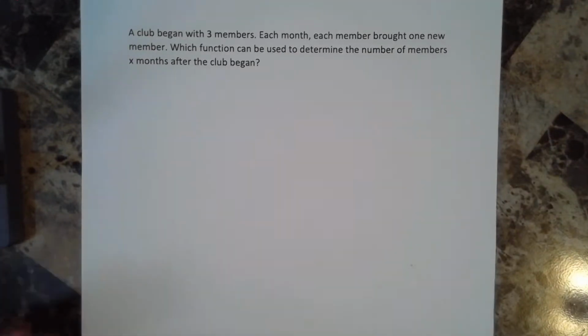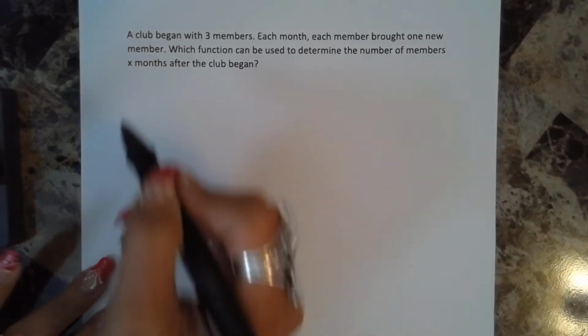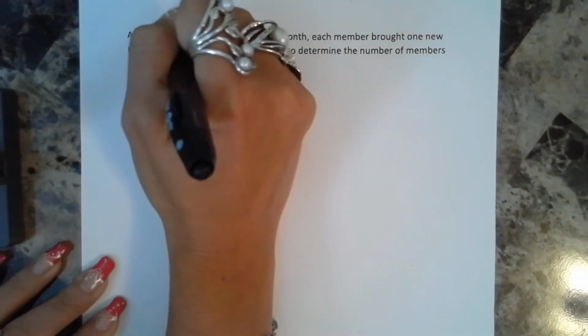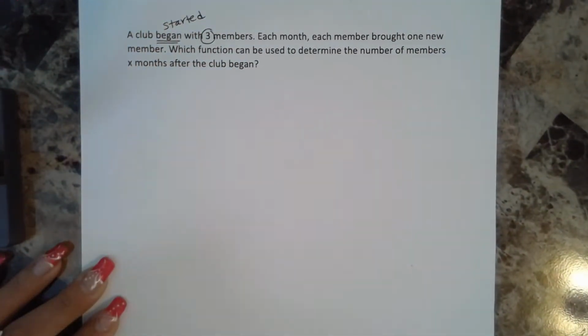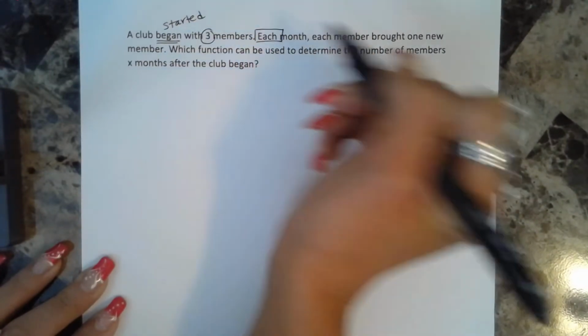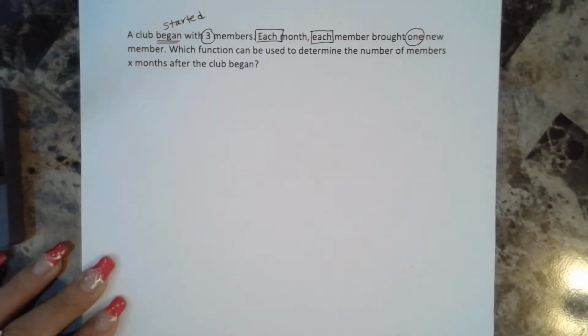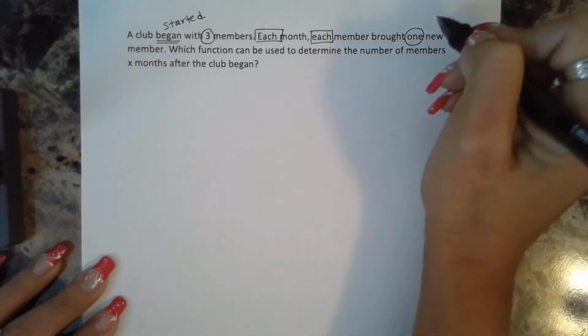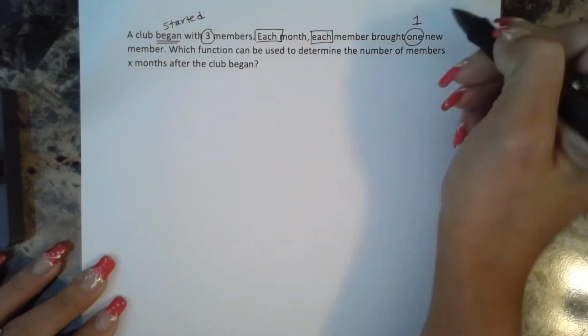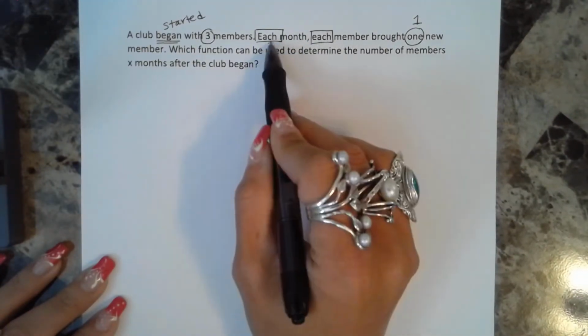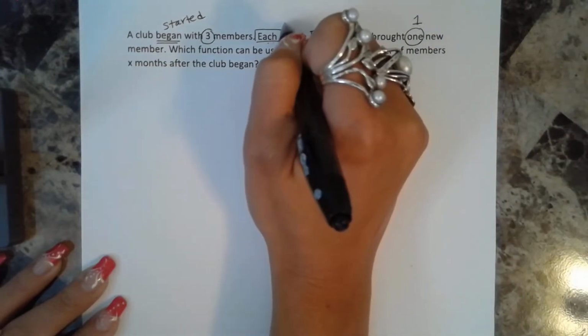I always like to begin by annotating my question, marking and underlining important words and key phrases. So a club began with 3 members. So it started with 3 members. Each month, each member brought 1 new member. So how many did they bring apiece? 1. The words each are also very important. Each usually tells me multiplication.